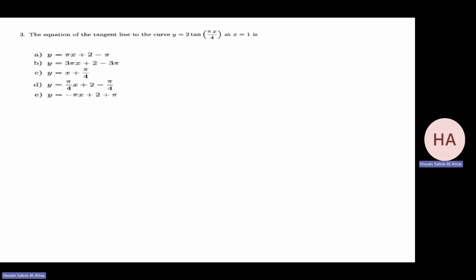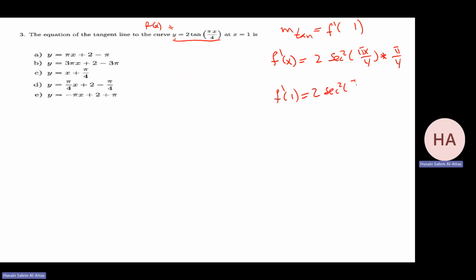The equation of the tangent line to this function: I need to find the slope, which is f prime at 1. What will be f prime? Call this f of x. So f prime at x is 2 secant squared of x over 4, times pi over 4. I need to find f prime at 1: 2 secant squared pi over 4 times pi over 4. Secant of pi over 4 is square root of 2, square it. That will be 2 times 2, which is 4, times pi over 4, which is pi.